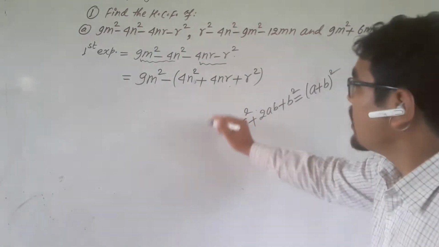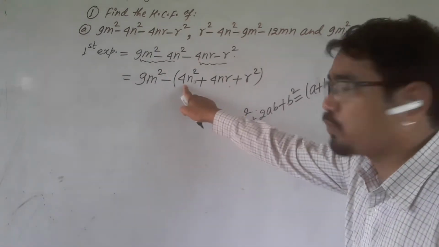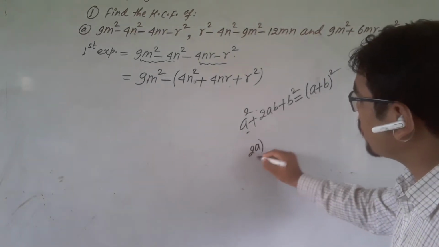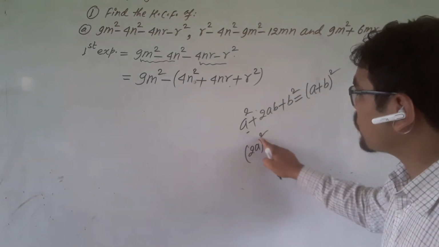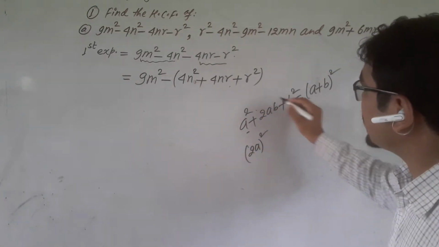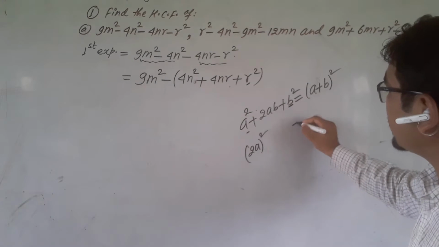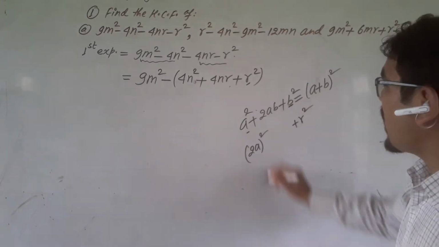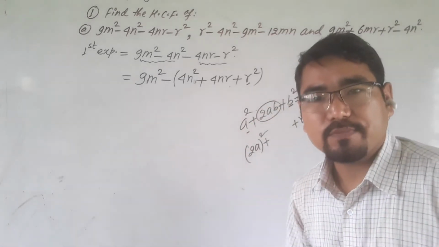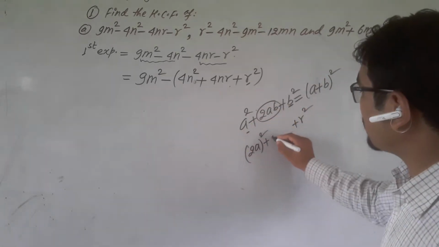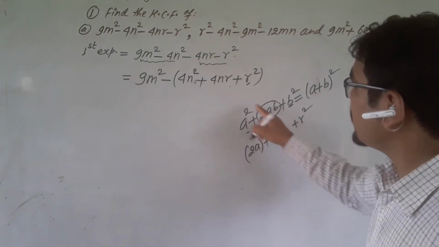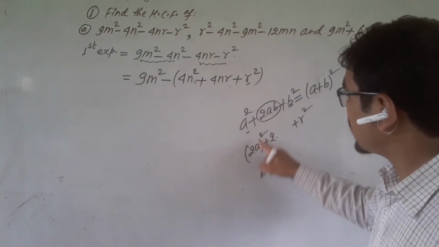So let's check it. First of all, a square means 4n square we have. So 4n square we can write as 2n whole square. This is a square, here a represents 2n. And finally this b square means here we can write plus r square, and in the middle we have plus 2ab we have to make finally. So this 2 we can write from the formula, 2 into a. A means here what? A represents here 2n.